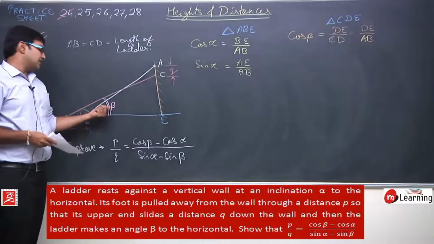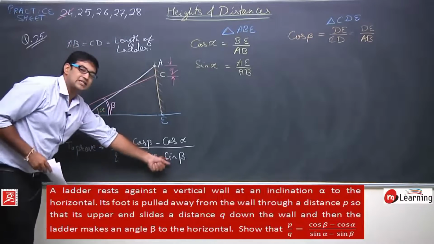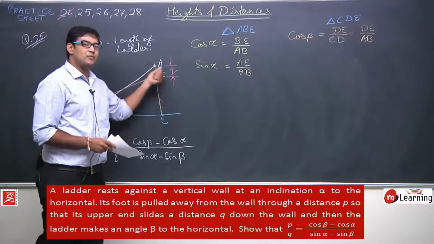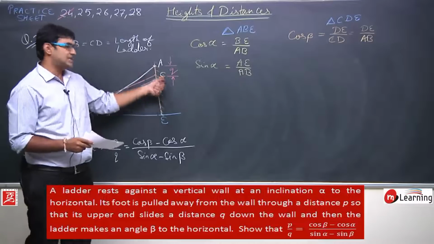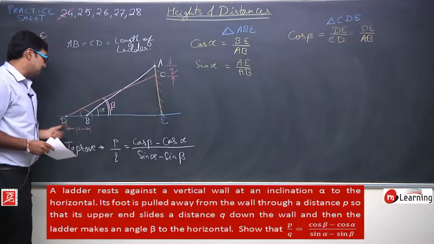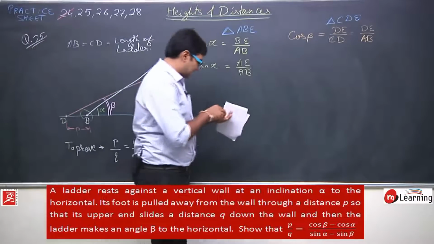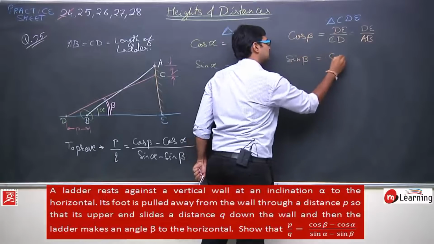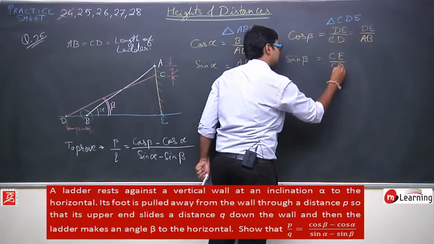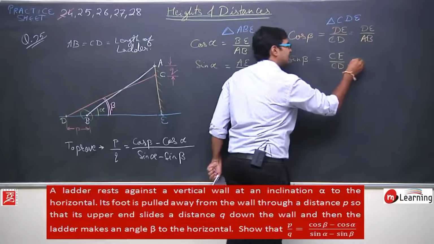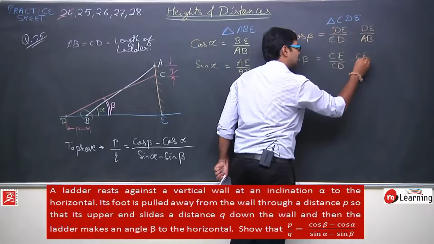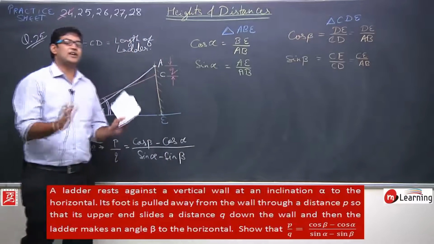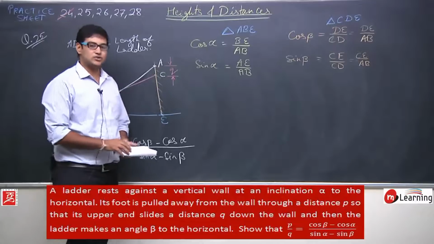Now, next we have beta. Our next task is to determine the sin beta. What is sin beta? Sin beta is perpendicular upon hypotenuse. Perpendicular represents CE and hypotenuse is CD. So in this triangle, I can write sin of angle beta is equal to CE upon CD, or since CD and AB are equal, I can write this as CE upon AB. So we have four different equations, four different trigonometric ratios.